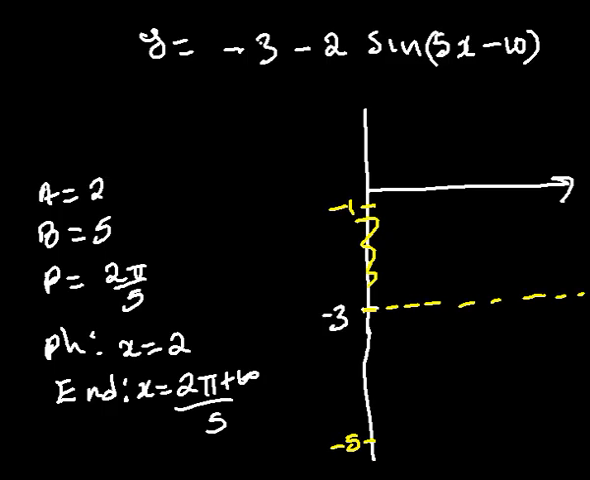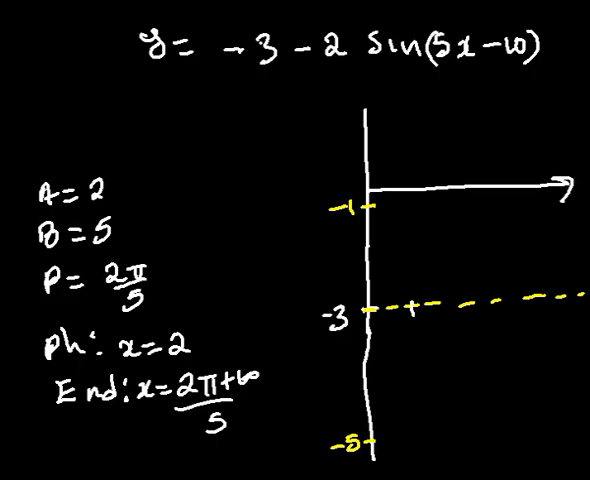Because the amplitude is given as 2, if you add it on to that. So the amplitude is given as +2. And now the graph starts from 2 pi over 5.